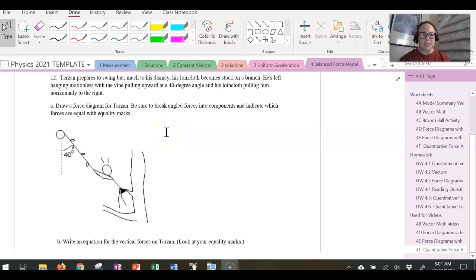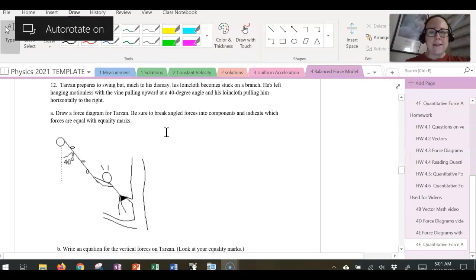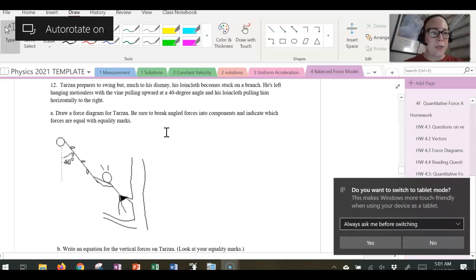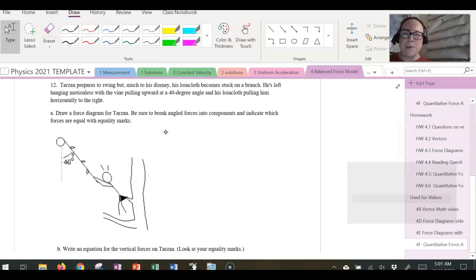This webcast continues the discussion of quantitative force analysis, and now we're going to look at several examples where some of the forces are not parallel to the coordinate axes. Okay, so our first situation involves Tarzan, and Tarzan is trying to swing through the jungle, but he gets hung up on a branch by his loincloth, and so he's not moving, he's motionless.